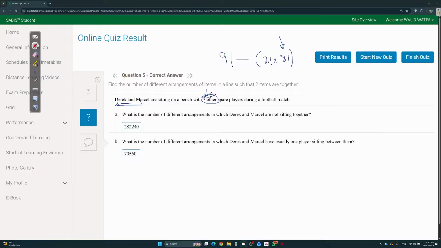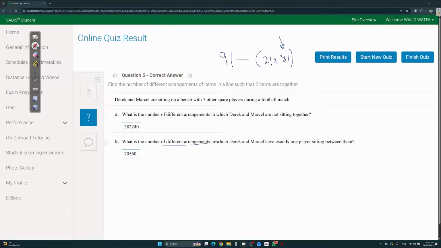Let's say in the exam, they get fancy and give you Derek and Marcel are sitting on the bench with 16 others. Okay, what do you do? You take this 2 plus the 16, it's here 18 factorial, minus, since it's 2 items here, 2 factorial, times 17, you add 1 to this over here, 17 factorial. Okay, that's what you would do if they got these 2 numbers in the exam. Anyway, so for now we got this, that's the answer.